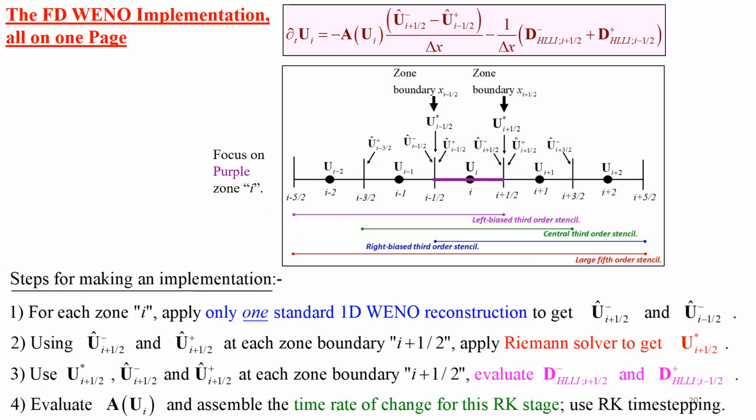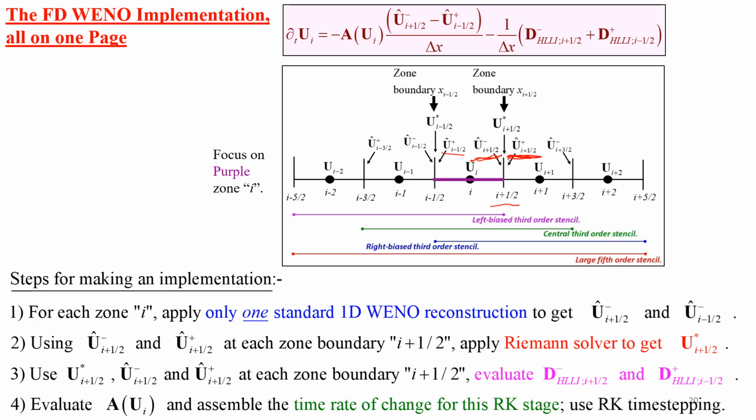The answer is that you focus again on the purple zone, and in the zone UI, you obtain U minus of I plus a half and U plus of I minus a half by doing a reconstruction step, and you do such a reconstruction step for all the zones in this problem. And once you do that, you will have left and right states at each zone boundary. For example, we're considering I plus a half.